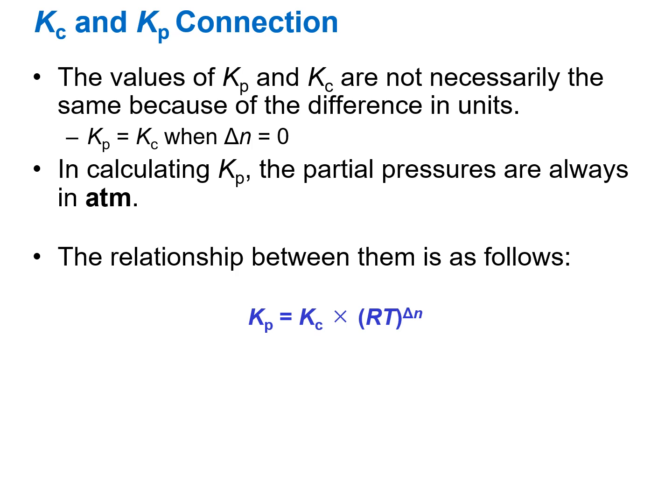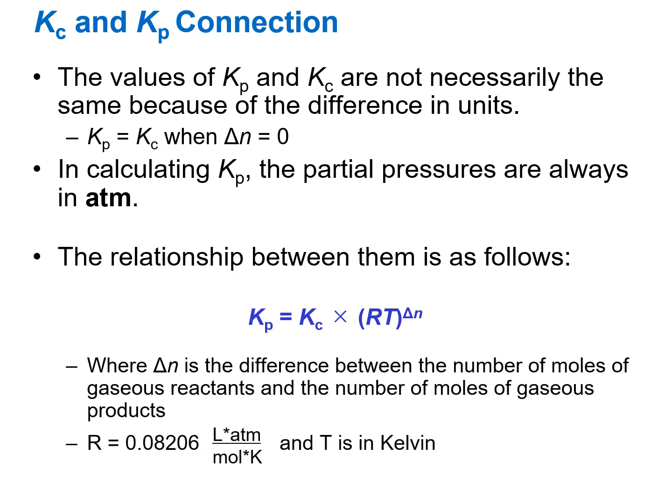So this looks very much like our gas law, where we had the use of the gas constant R, and in this case, R is equal to 0.08206 liter atmospheres over moles Kelvin, and T would be the temperature, and then this delta n would be the difference between the number of moles of gaseous reactants and the number of moles of gaseous products. Now we're only looking at the gaseous components involved in the reaction in this case.